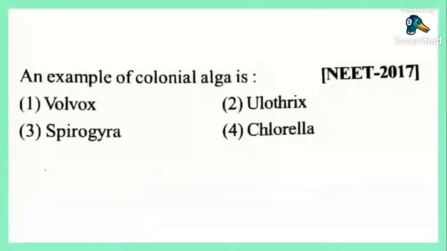Question number 24 on your screen. Easy question, NEET 2017. As the years pass by, the questions are becoming simple, right? The example of a colonial algae is a very easy question. Volvox, Oedogonium, Spirulina, and Chlorella. Yes. The correct answer, example of a colonial algae is option number 1, Volvox.